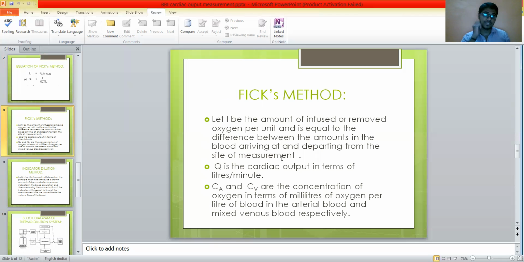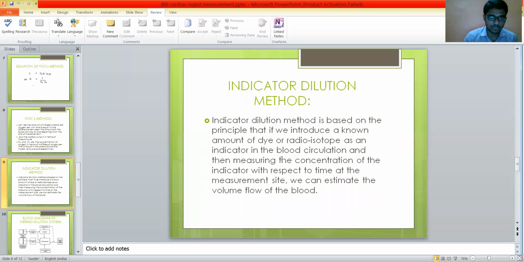Let I be the amount of infused or removed oxygen per unit time, which is equal to the difference between the amounts in the blood arriving at and departing from the site of measurement. Q is the cardiac output in liters per minute. Ca and Cv are the concentrations of oxygen, in milliliters of oxygen per liter of blood, in the arterial blood and mixed venous blood respectively. So this is about the Fick method.